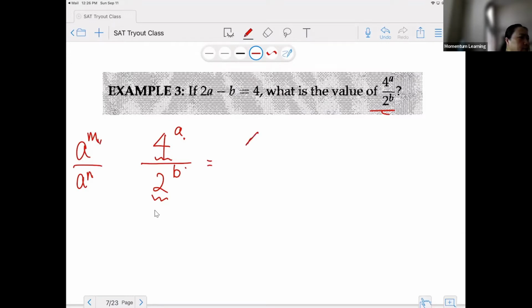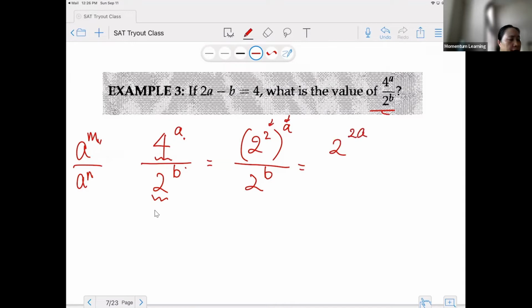So 4 itself is 2 squared. Okay, and then this is 4 raised to the power a, and then divided by 2 to the power b. Remember, if you see those exponents, very likely the first step is you want to convert everything to the same base. Now the top: when you have an inside exponent and an outside exponent, you multiply those. And as I mentioned in the beginning of the class, if you forget whether you should add or multiply, you can do a quick expansion and find it out.